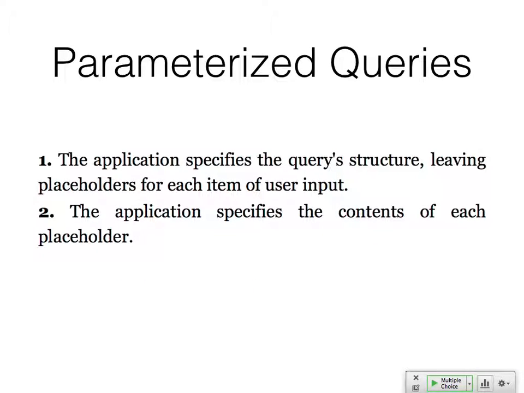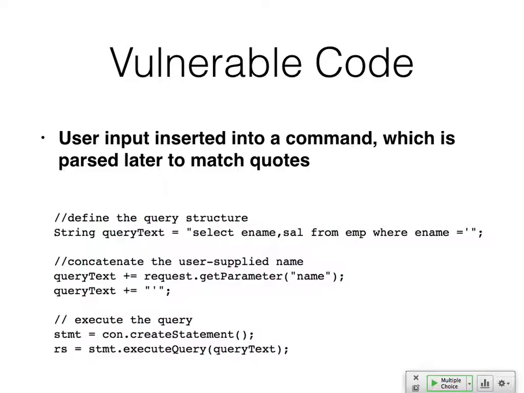This is where you define the structure and you have a placeholder, just a question mark where the data goes, and that's a data structure that is stuck in there and it is not parsed after you inject the data. So it looks like this. You define the query structure, select something from employee where ename equals the placeholder, then you take the user supplied name and then you execute the query.